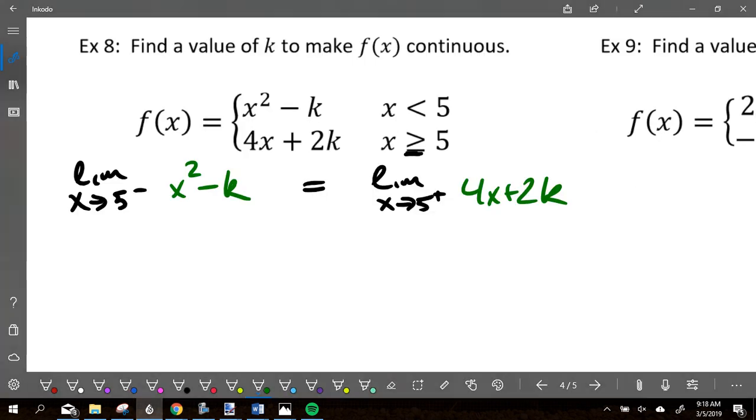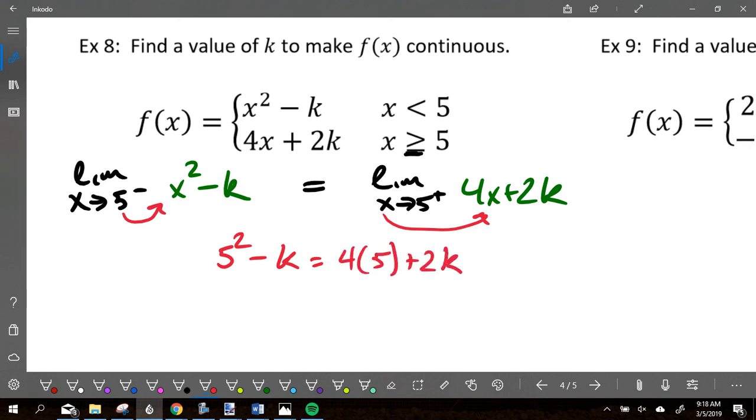So what can I do with both of these equations? Set them equal to each other. Add 5 in, because to find a limit, we do direct substitution. So it's going to be 5 squared minus k equals 4 times 5 plus 2k. Solve for k. Go.